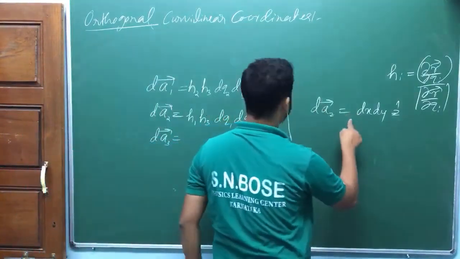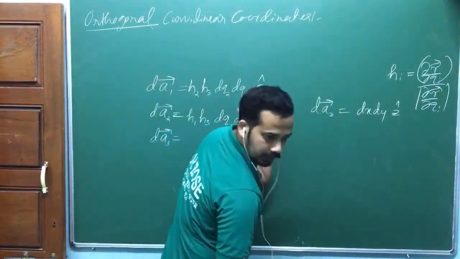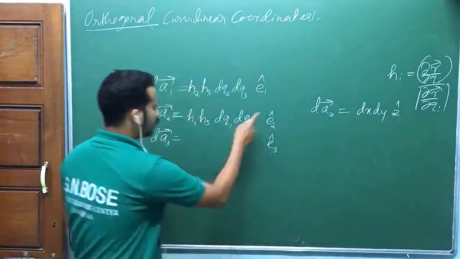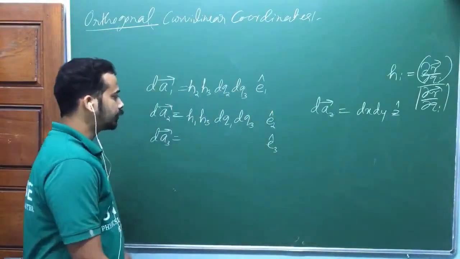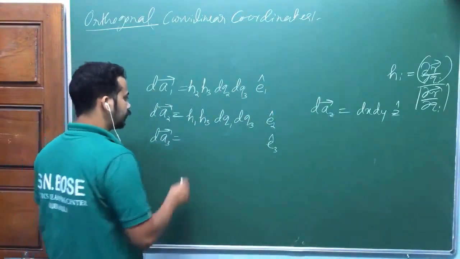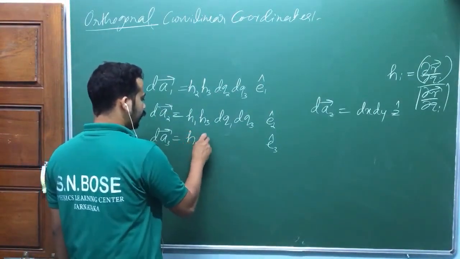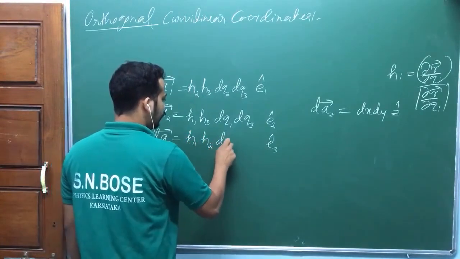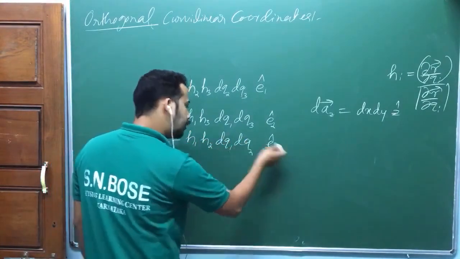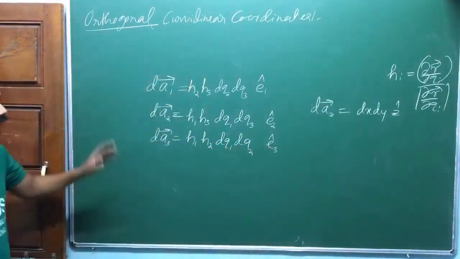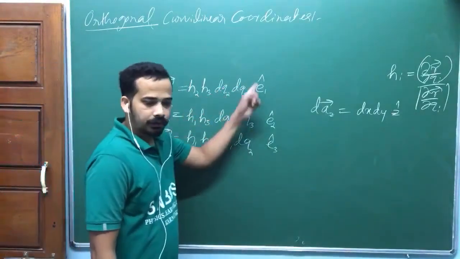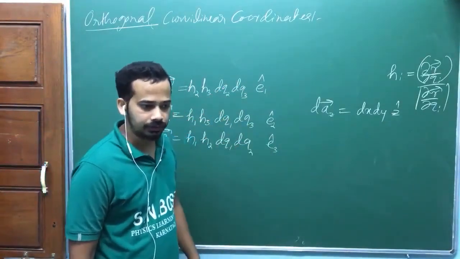So in the case of Cartesian, h1, h2 are 1 actually. Let me define that one. Is that okay? That's what we are going to generalize in the most general situation. So dA3 equals, look at here, h1, h2, dq1, dq2 into E3 cap. Area vector in different unit vector directions.